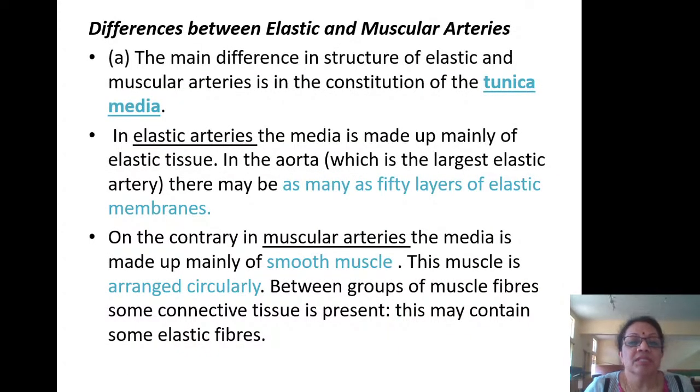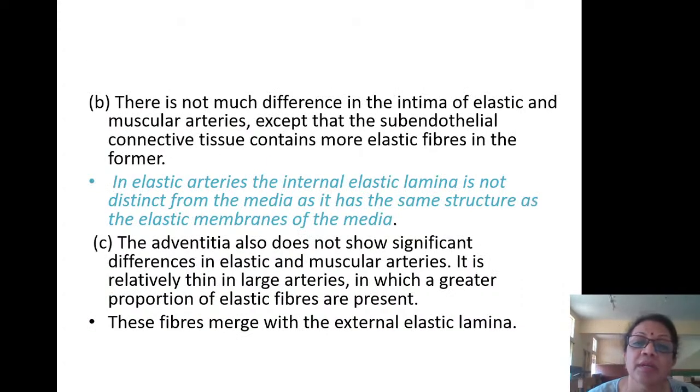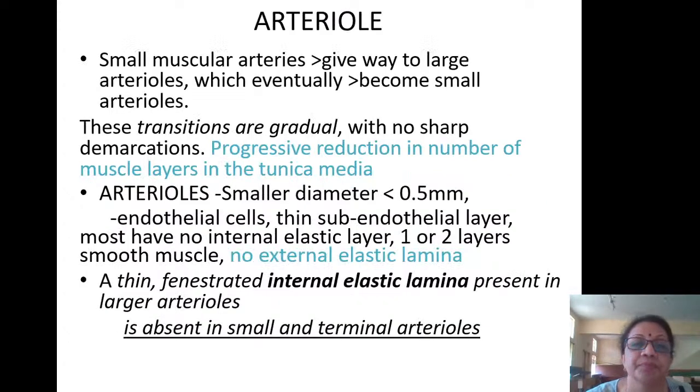So the difference is the tunica media. In elastic arteries, the media is mainly elastic tissue, as many as 50 layers of elastic membranes. And in muscular arteries, smooth muscles arranged circularly, that could also be 30 to 40 layers in the bigger muscular arteries. Alright. Internal elastic lamina is not distinct in elastic arteries because there is so much elastin in the media itself.